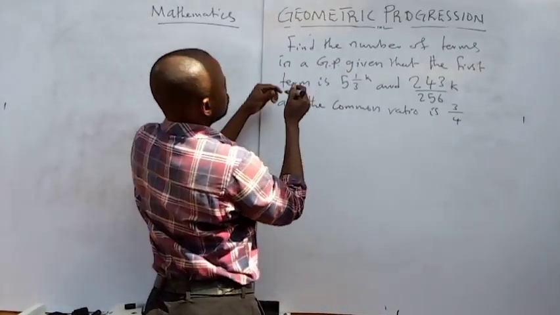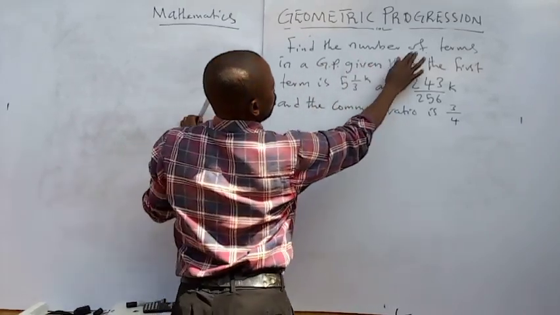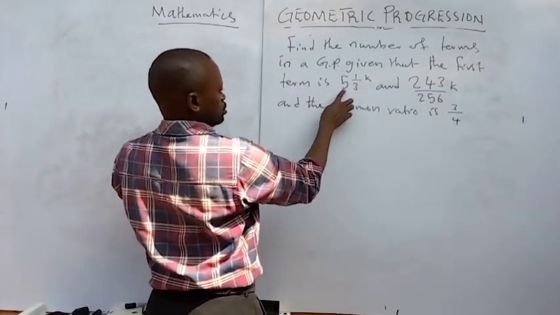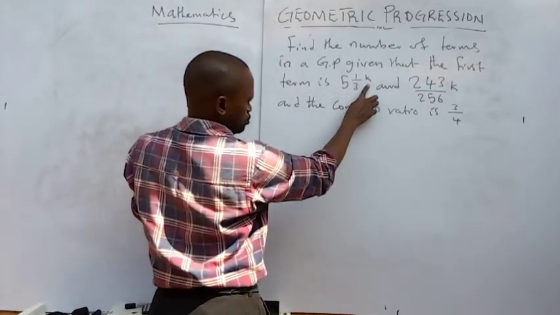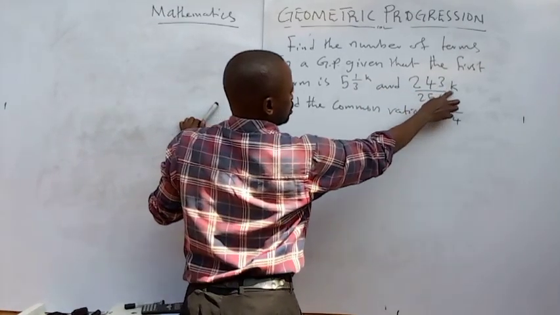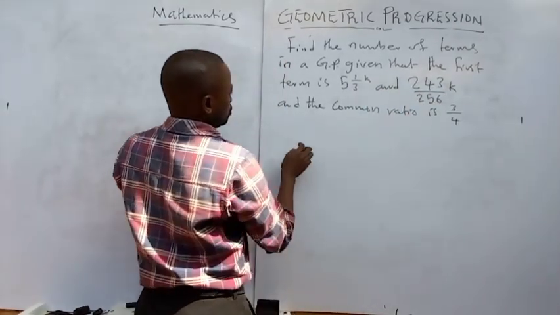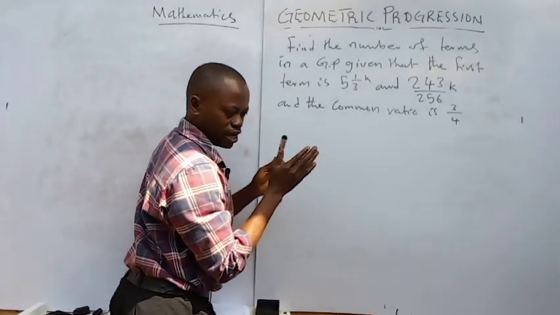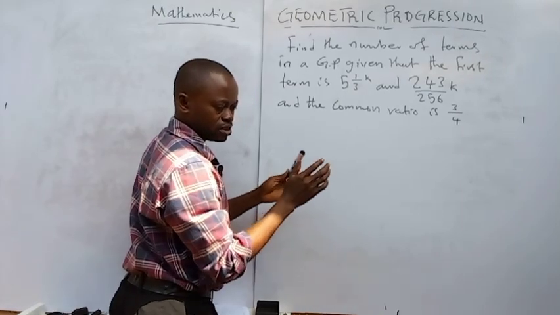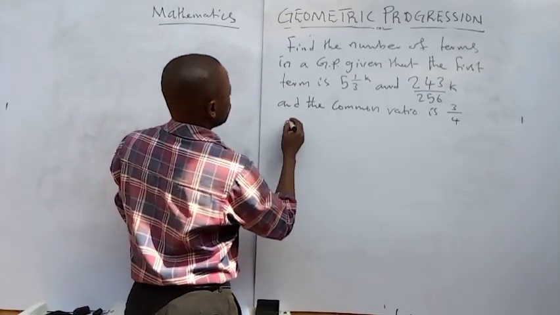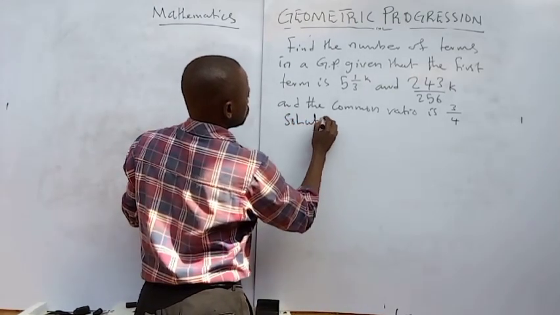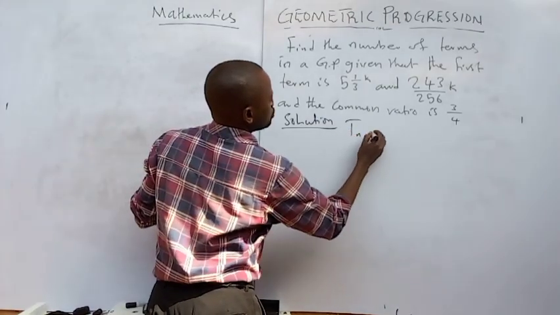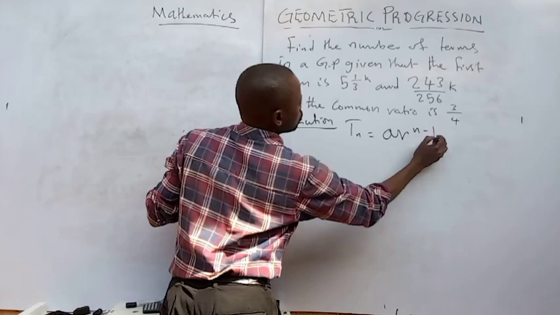We are looking at the question that says, find the number of terms in a geometric progression given that the first term is 5 whole number 1 over 3k and the last term is 243k over 256, and the common ratio is 3 over 4. Remember, as I said, look for an access point. How you start is by taking the mathematical expression for this. Solution: Tn is equal to a r to the power n minus 1.